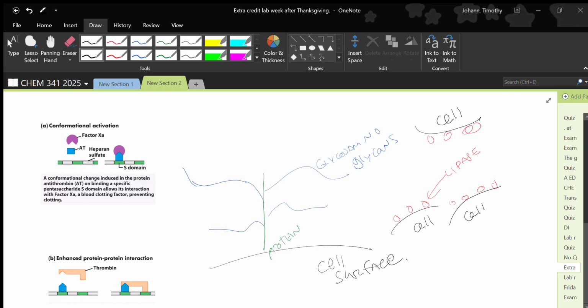Is that what sequester means? Good question. When I say sequester, it kind of means trap. Trap or store.